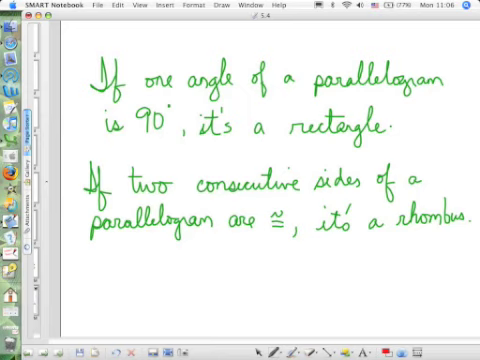If one angle of a parallelogram, can we make up a symbol for parallelogram? Yeah, you draw it, it's a parallelogram. If one angle of a parallelogram is 90 degrees, then it's a rectangle.